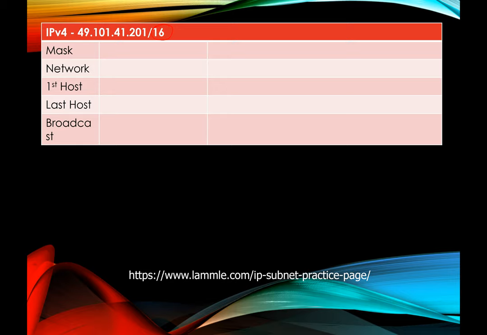So 16 ones: 1, 2, 3, 4, 5, 6, 7, 8, dot, 1, 2, 3, 4, 5, 6, 7, 8, dot. That's 16 ones, followed by eight zeros, dot, eight zeros. All right. So the decimal equivalent of that is 255.255.0.0.